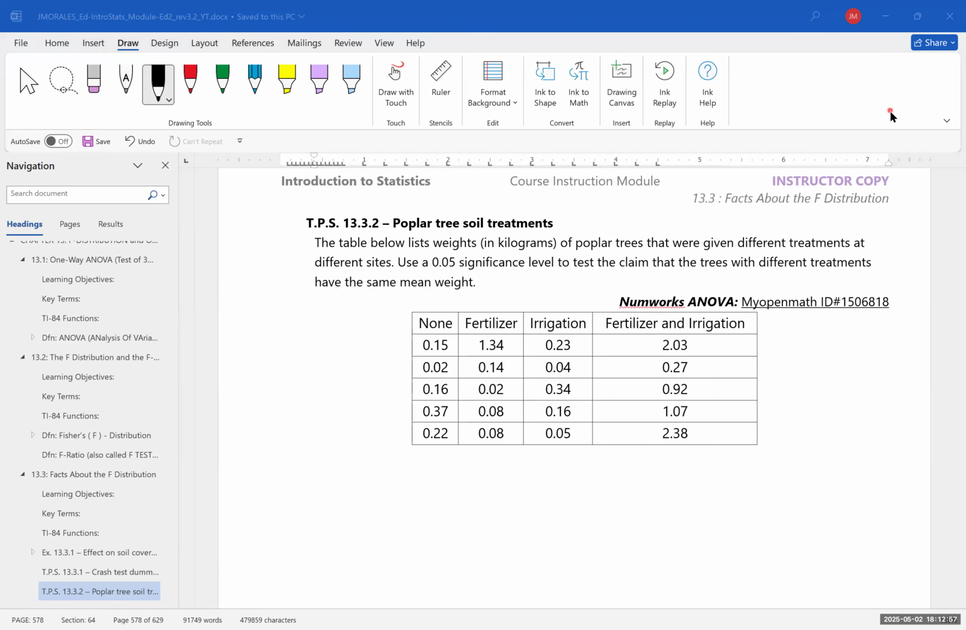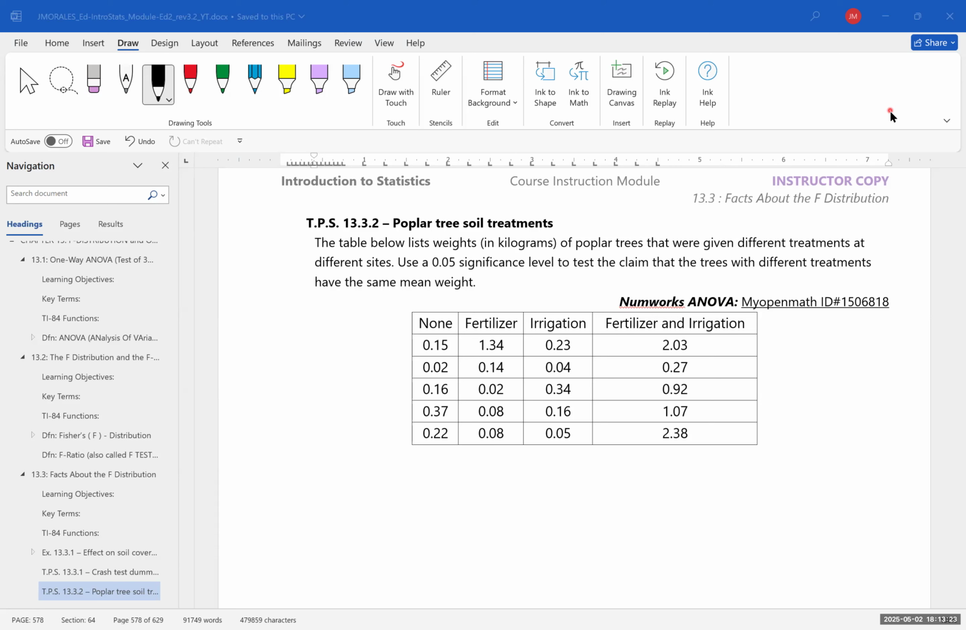All right, here's another think, pair, share to give you some more practice. This is on poplar tree soil treatments. The table below lists weights in kilograms of poplar trees that were given different treatments at different sites. Use a 0.05 significance level to test the claim that the trees with different treatments have the same mean weight.